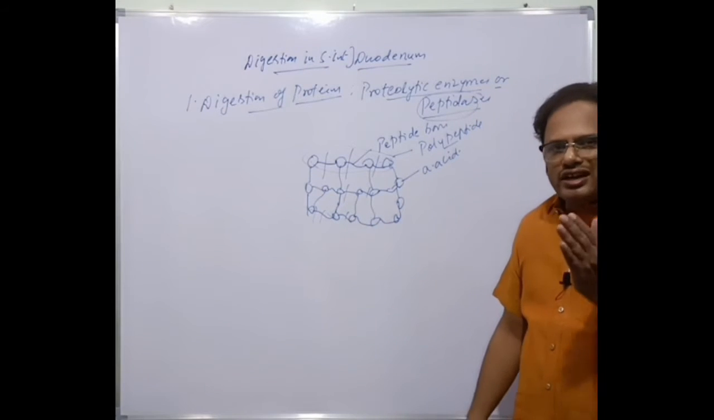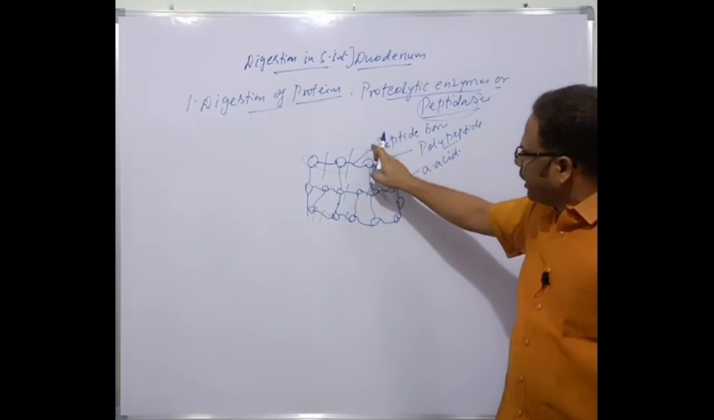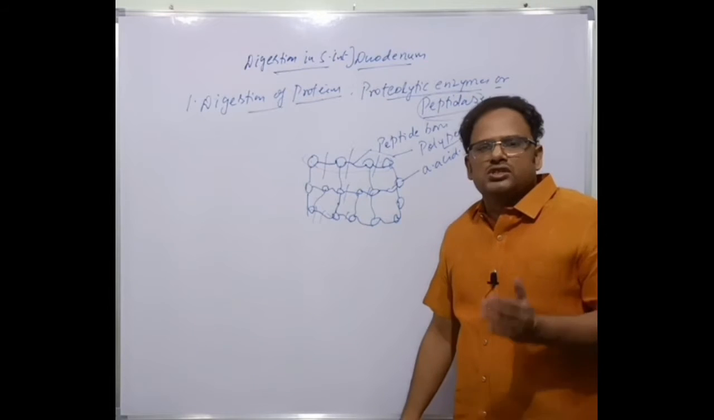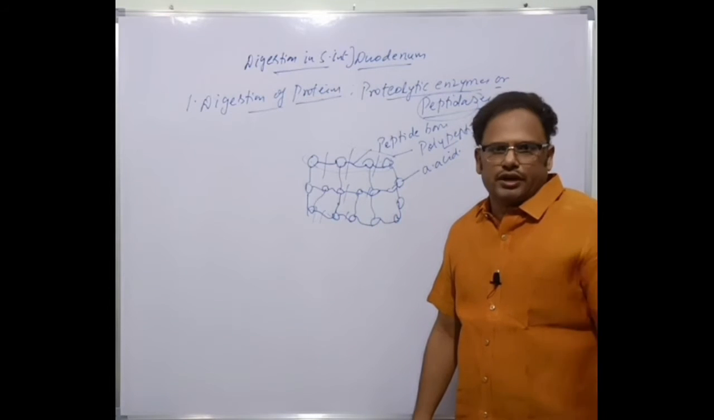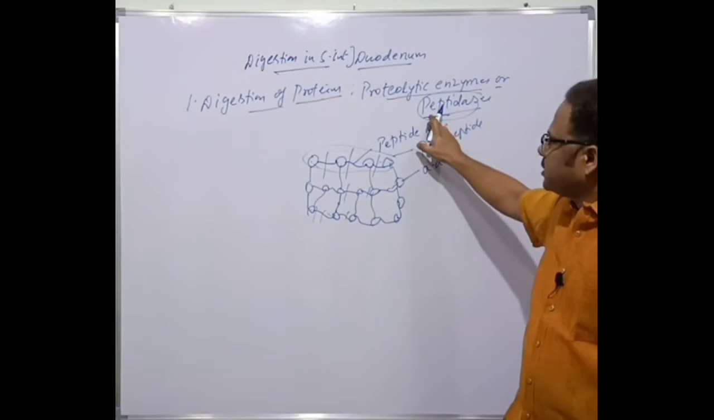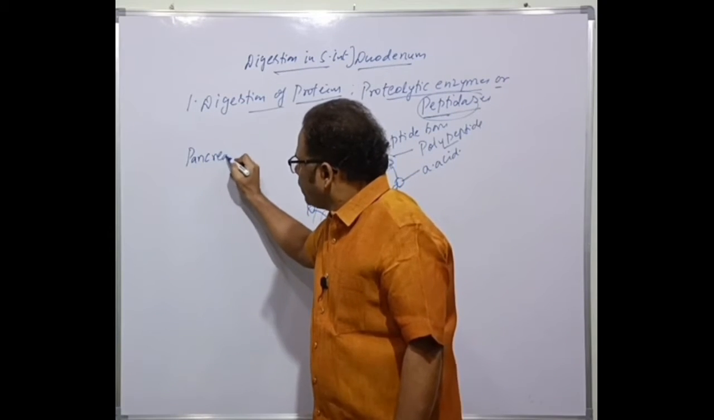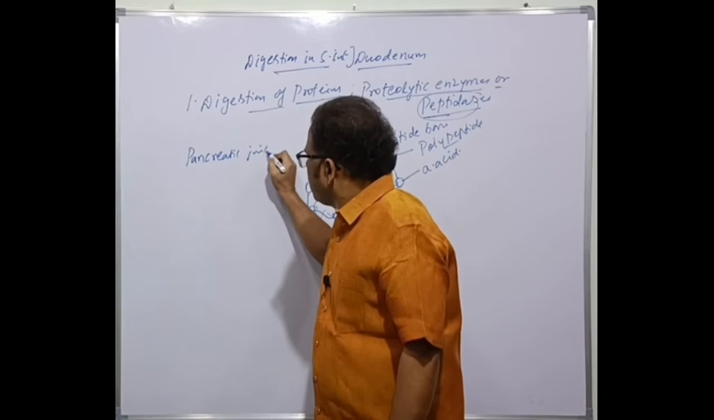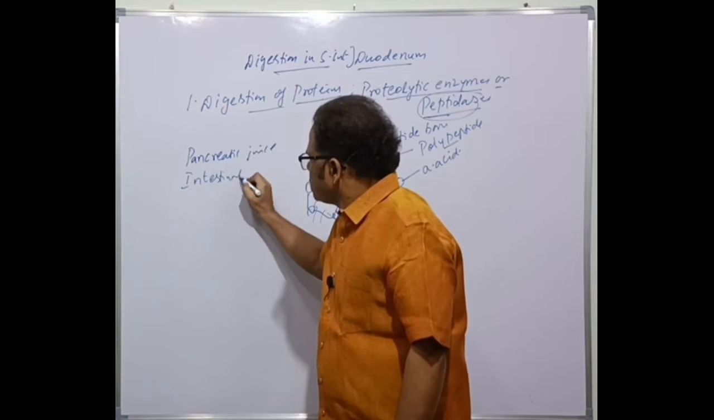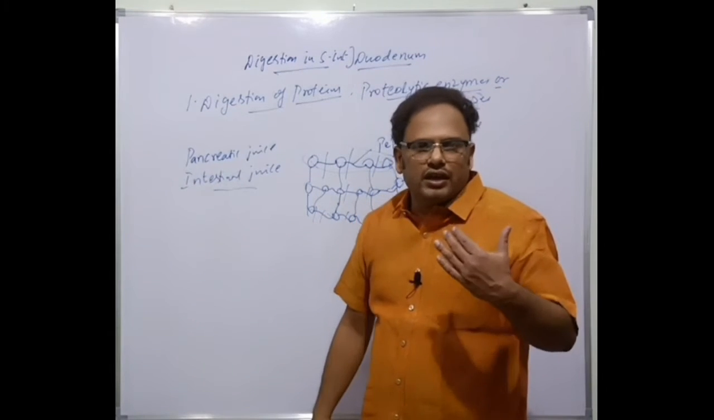So what is the need here? The enzymes called peptidases must break the peptide bonds. Only then are the amino acids, the end products of protein digestion, produced. So that is done by the peptidase enzymes. These peptidase enzymes are present in the pancreatic juice and of course the intestinal juice, succus entericus. The bile juice does not have any enzymes.